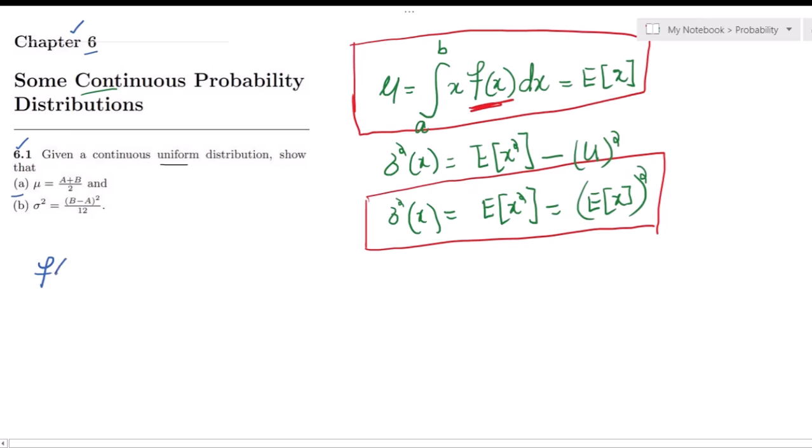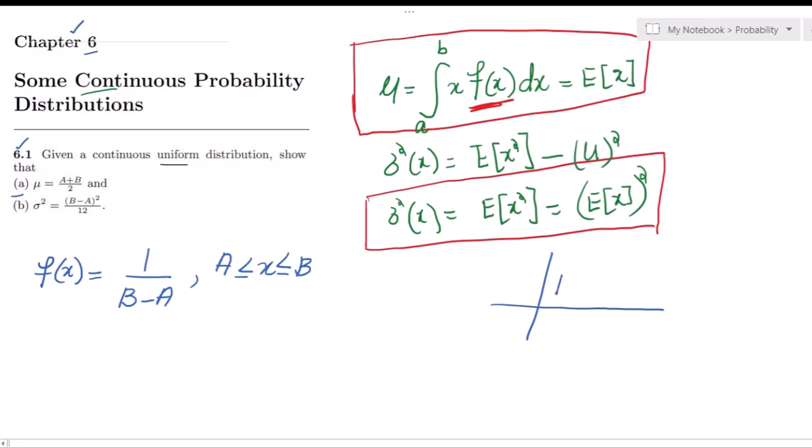The value of f of x for the uniform distribution is 1 over b minus a for all the values of x which are greater than or equal to a and less than or equal to b. This is for the uniform probability distribution, which is here from a to b. This is x, this is f of x, and this is the probability density function.